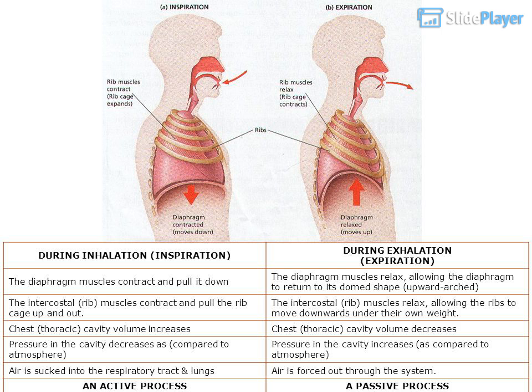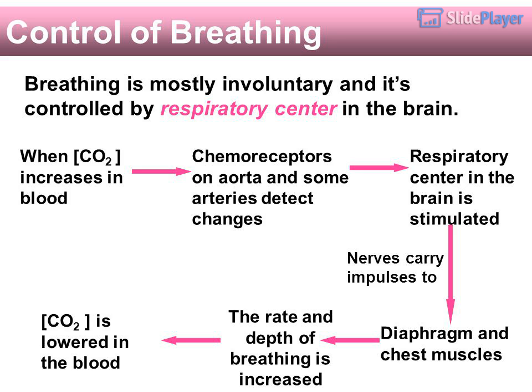During inhalation, chest, thoracic, cavity volume increases. During exhalation, chest cavity volume decreases. Pressure in the cavity decreases as compared to atmosphere, so air is sucked into the respiratory tract and lungs. Pressure in the cavity increases as compared to atmosphere, so air is forced out through the system. Inhalation is an active process. Exhalation is a passive process. The rate and depth of breathing can be increased.